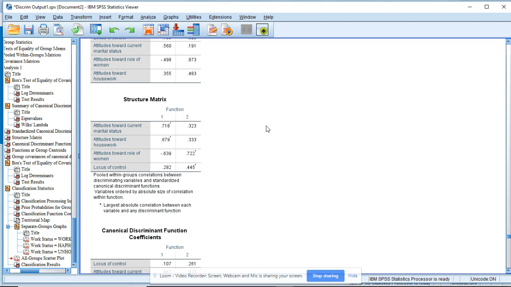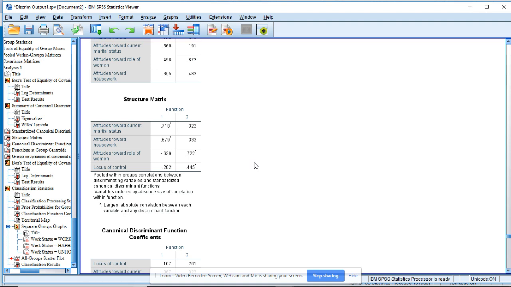And then here in the second equation, it's the opposite, and you have the attitudes towards the role of women explaining the equation the best, with locus of control next. Now, of all of these, notice that locus of control is the lowest. That's actually going to correspond with our means that we're going to find, but ultimately what this is saying is that this is looking at correlations. You can see down here it says the pooled within group correlations. And it's looking at the variables and the canonical discriminant functions.